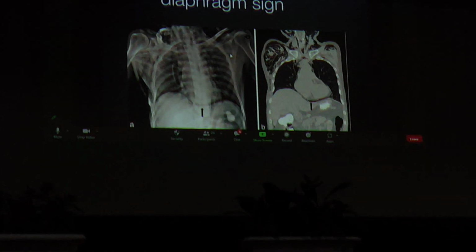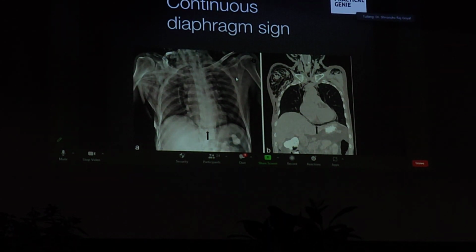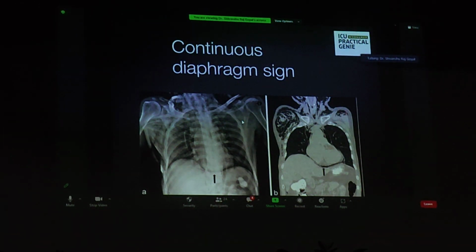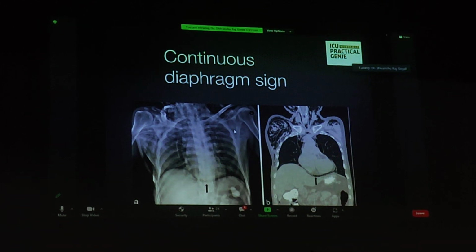A continuous diaphragm sign. On an X-ray, sometimes you don't see anything. You just see the two diaphragms are kissing each other. A typical sign of a mediastinal emphysema.